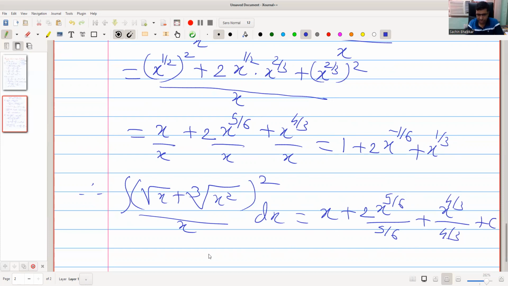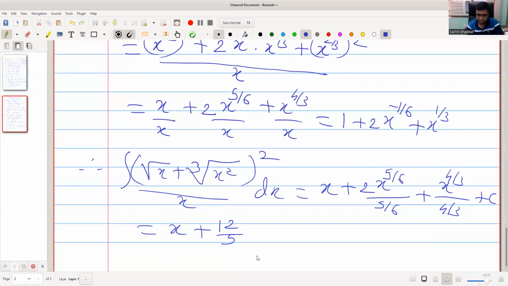This can be simplified further. So x plus, 6 twos are 12/5 x raised to 5/6, plus 3/4 x raised to 4/3 plus c. Okay, that's all.